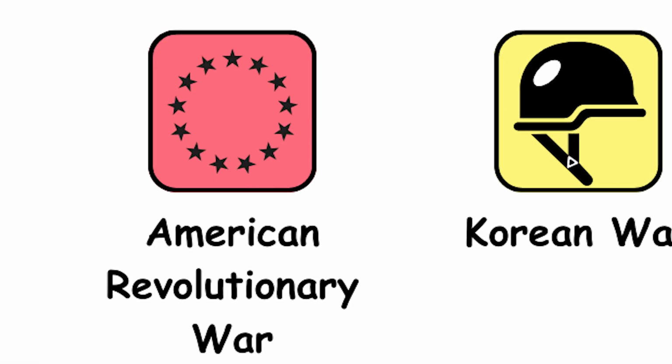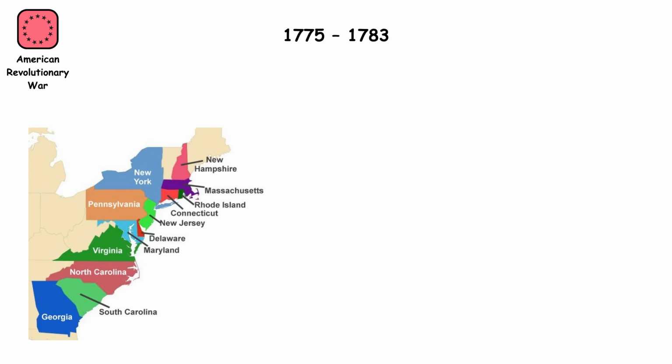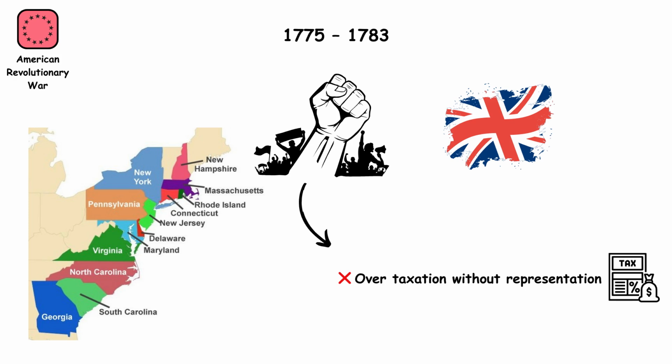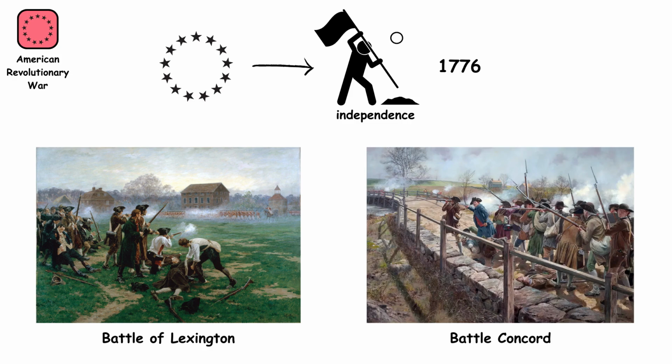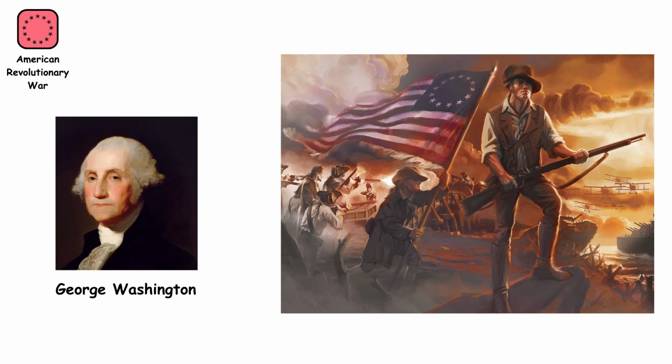American Revolutionary War, 1775–1783. The American Revolutionary War began when the 13 colonies rose against British rule, driven by grievances over taxation without representation and British oppression. The conflict began with the battles of Lexington and Concord, and the Continental Congress declared independence in 1776. Despite hardships, the American forces, led by George Washington, persevered.